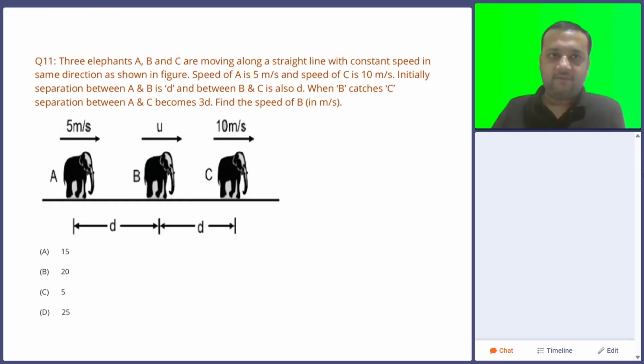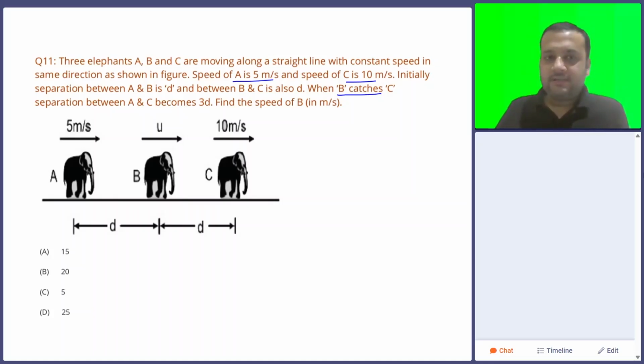Here we have got three elephants. So here the speed of A is 5 meter per second and speed of C is 10 meter per second. And what is happening, that separation between A and B is D and B and C is also D. When B catches C, then the separation between A and C becomes 3D. So see, we have to find the speed of B. Okay, so speed of B is u here.